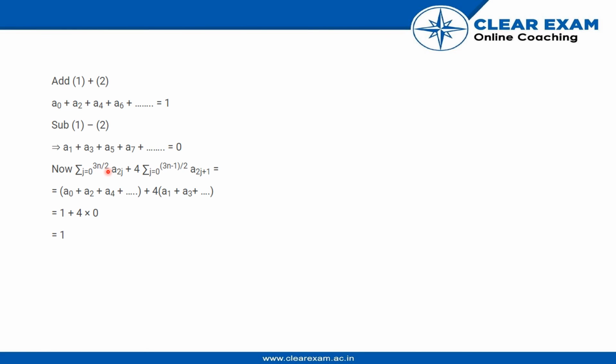So once we apply that over here, we know this value is equal to 1 and this value is equal to 0. So we have 1 plus 4 times 0. This represents only odd, this represents only even. So once we put that, we get the value to be equal to 1.